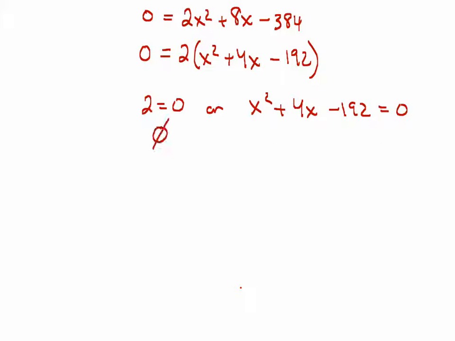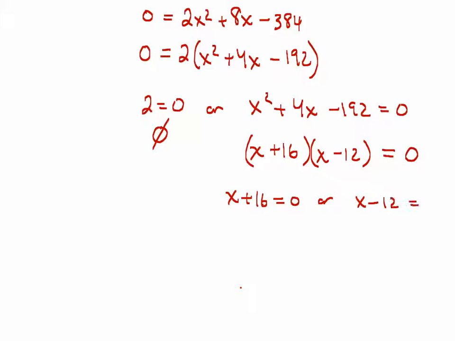Then we say x does not equal 0. That doesn't make sense. Then we go to this one, and then we factor this one down into x plus 16, x minus 12. Set each of those equal to 0 and then solve, you get x equals negative 16, x equals 12. Alright, which one does not make sense? That's gone. And so 12 is the only answer.